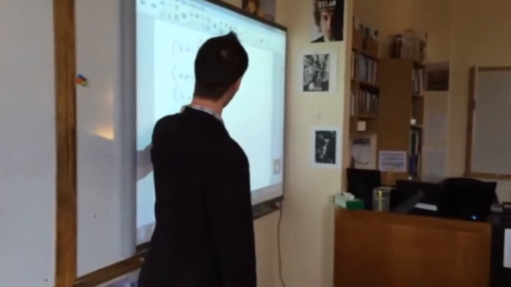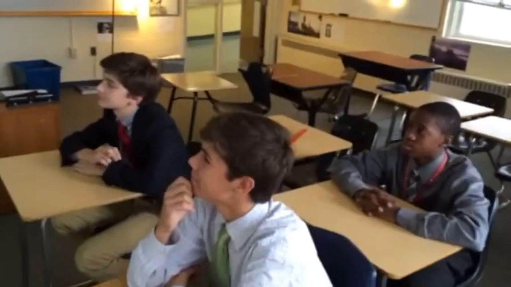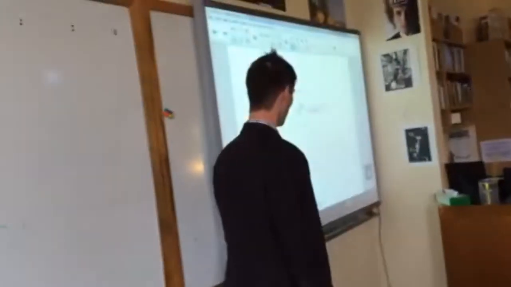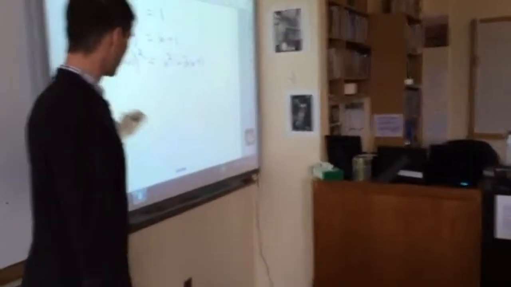X plus 1 squared, how would we do that? X squared plus 2x plus 1. Good. So what was the process? FOIL. You multiply them. Yeah, or distributive property.